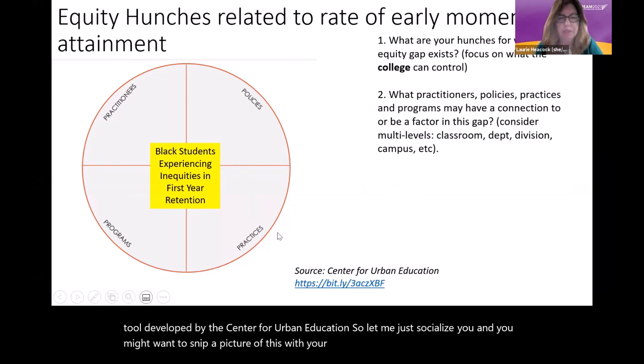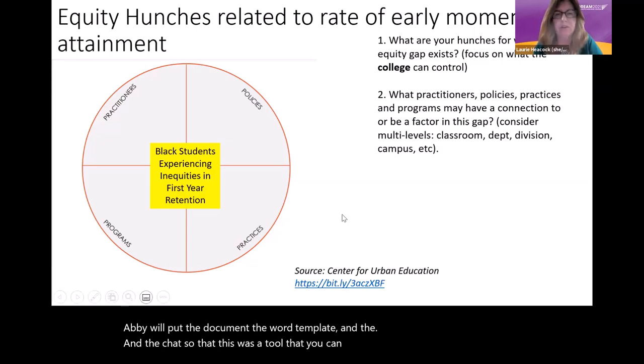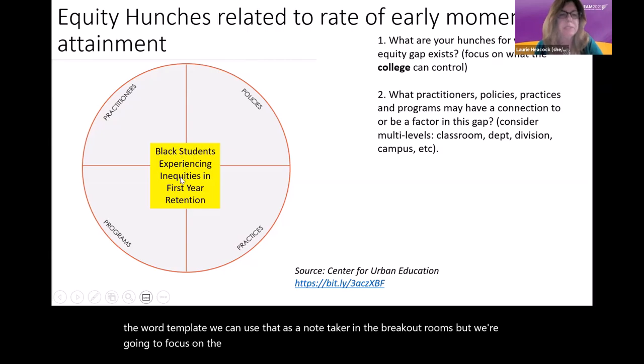Abby will put a word template in the chat, so that this is a tool that you can take back and use on your campuses. We can use that as a note taker in the breakout rooms. But we're going to focus on Black students experiencing inequities in first year retention.